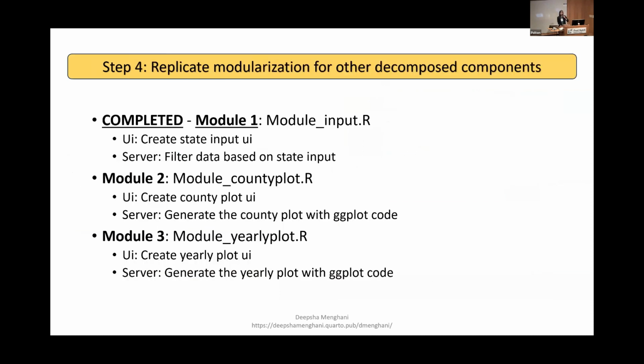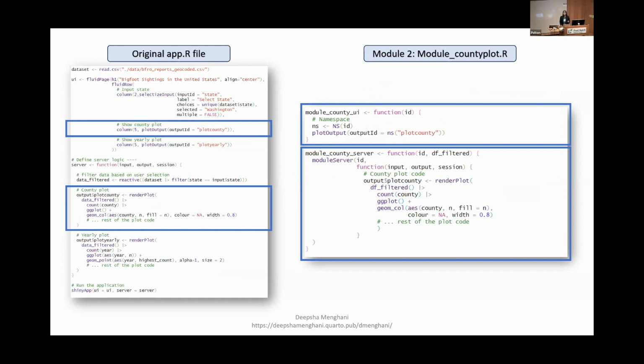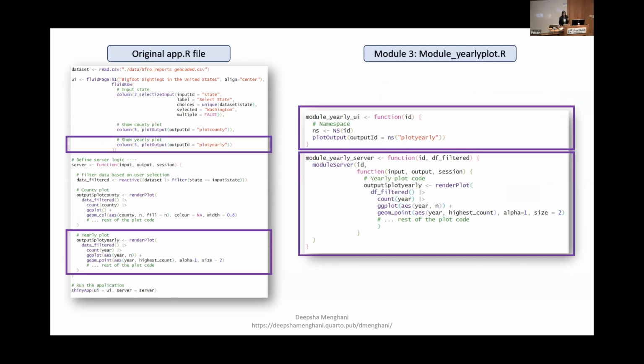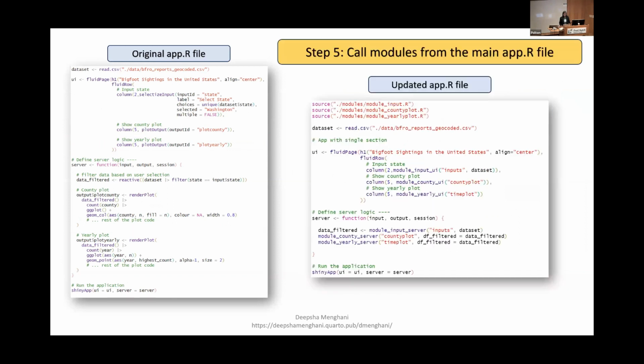Now that you have completed your first module, you've understood the concept. We're not yet at the fun part of why modules, but before we go there, we're going to create the second and the third modules. I'm not going to go over the code for that because the concept is exactly the same, but this is what is going to be available: the second and the third module, the county plot module similarly, and the yearly plot module.